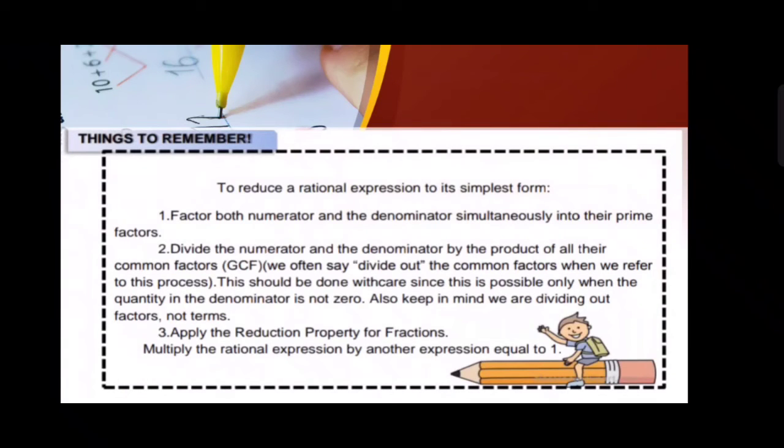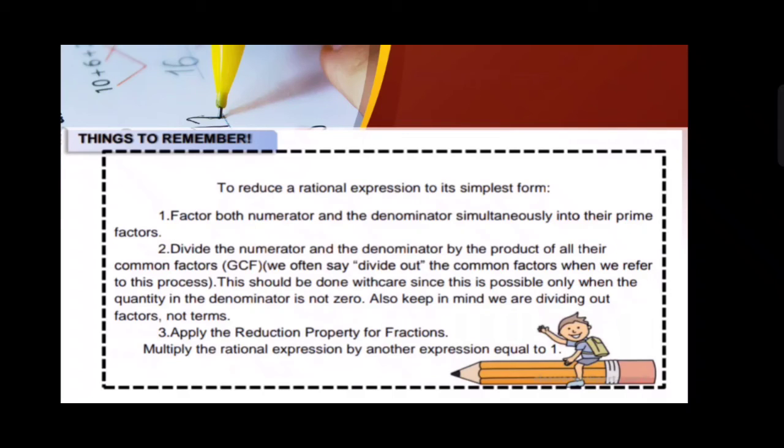So before we end, let me give you these things to remember. First is to factor both the numerator and denominator completely into their prime factors. What are prime factors? Prime factors are those whose only factors are 1 and itself. Second, divide the numerator and denominator by the product of all their common factors. We commonly hear it as cancel out or divide out.